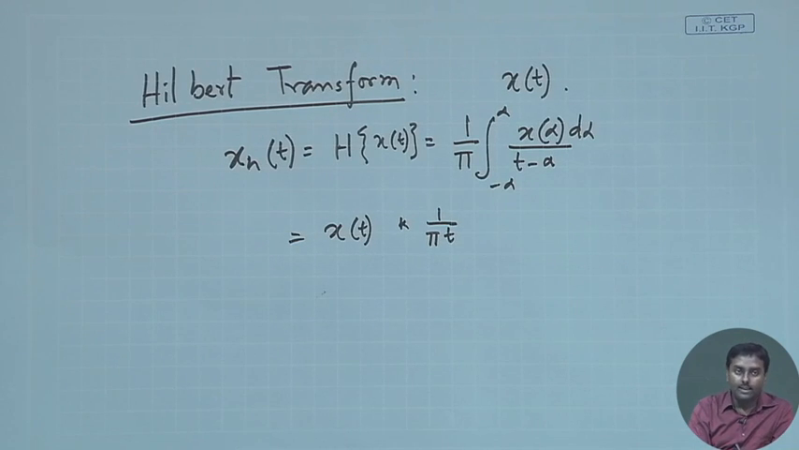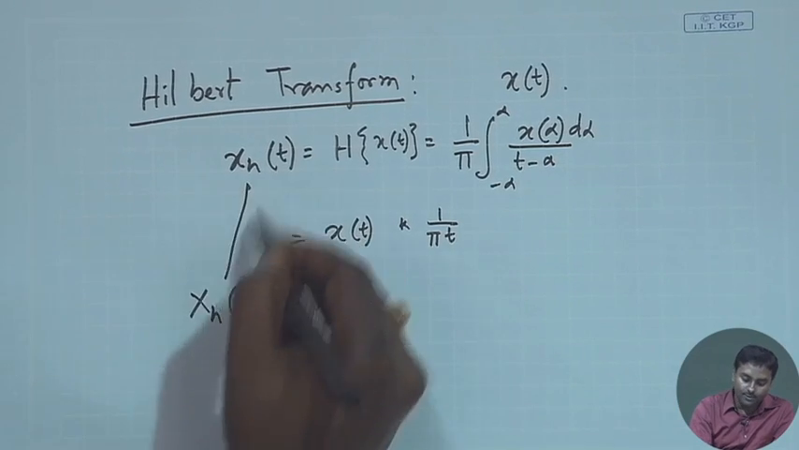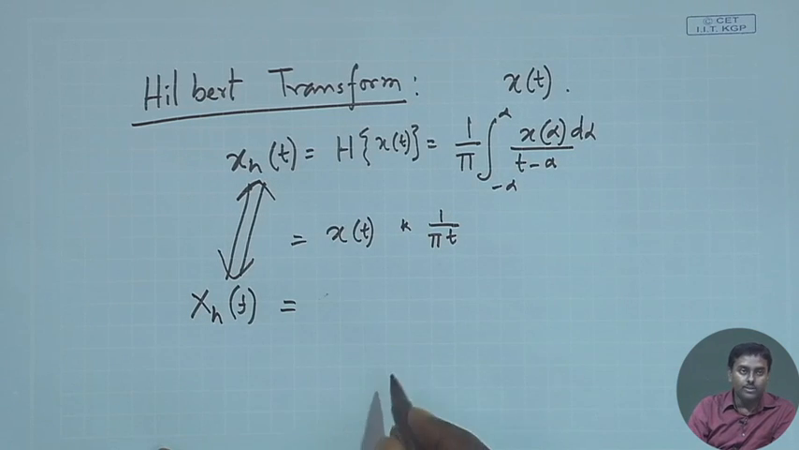Why am I doing that? Because we have already discussed that if some signals are convolved in the time domain, then the Fourier transform of that is the multiplication of the Fourier transforms of those two signals. So if I represent X_h(f) as the Fourier transform of x_h(t), then that must be equal to the Fourier transform.